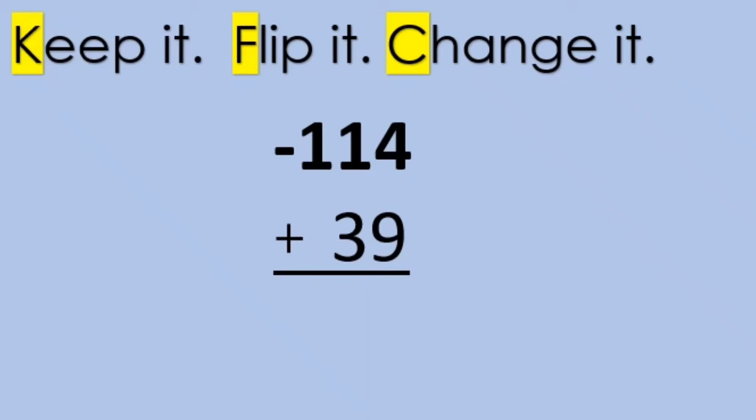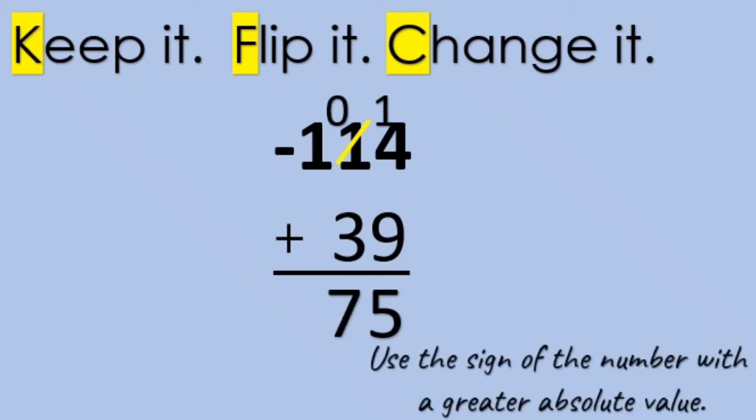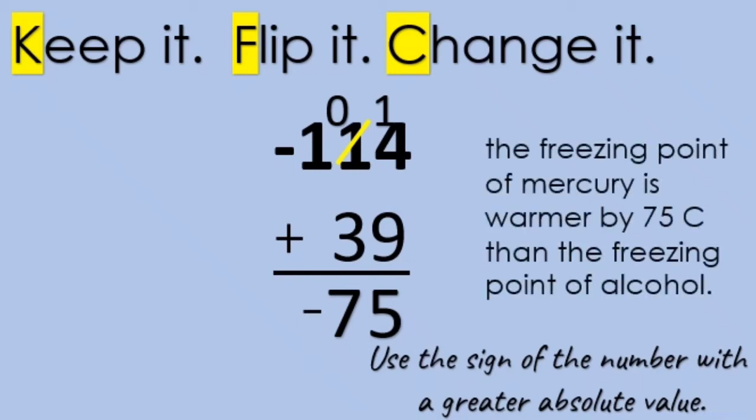And now let's subtract. 4 minus 9 cannot be. We will borrow from 1. 1 will become 0 and 4 will become 14. 14 minus 9 is 5. And then 0 minus 3 cannot be, so 0 will become 10. We will borrow 1 from the next one. So 10 minus 3 is 7. And take note that is not yet the answer because we will use the sign of the number with the greater absolute value. So negative 114 has a greater absolute value than 39. That means we will change 75 into negative 75.